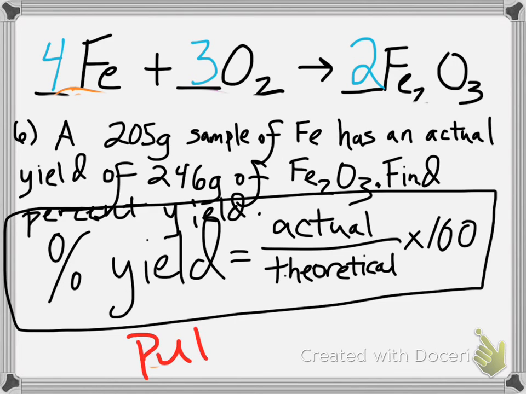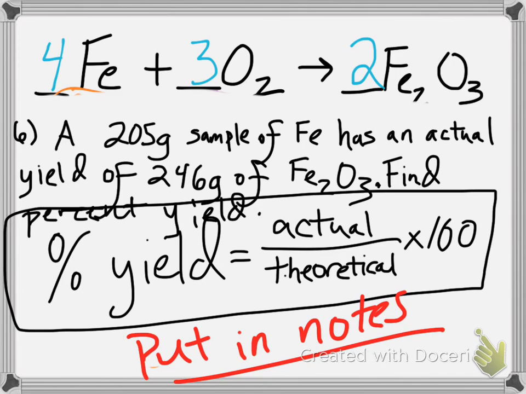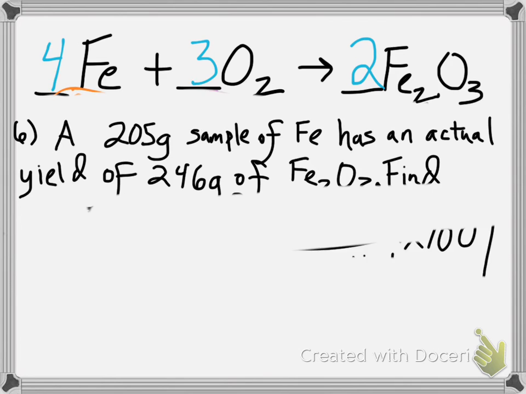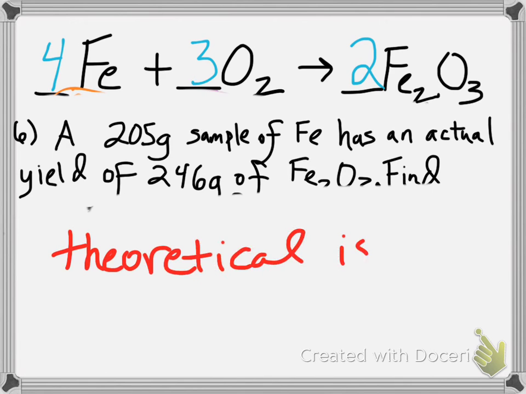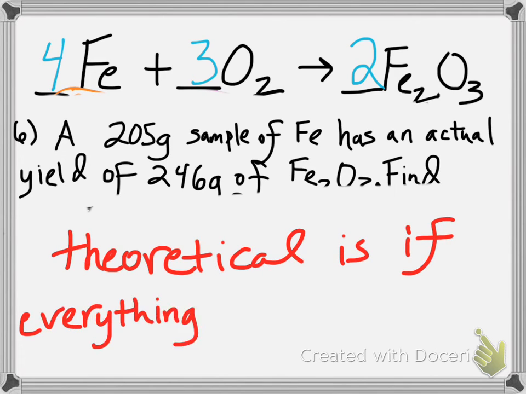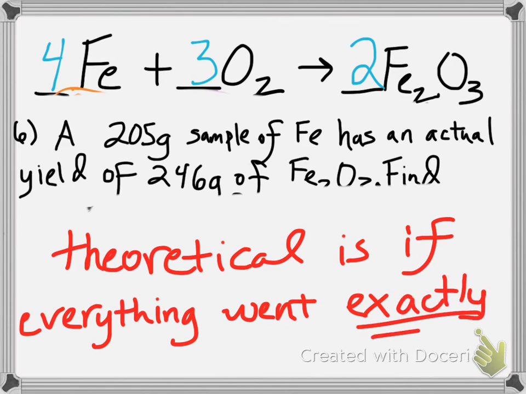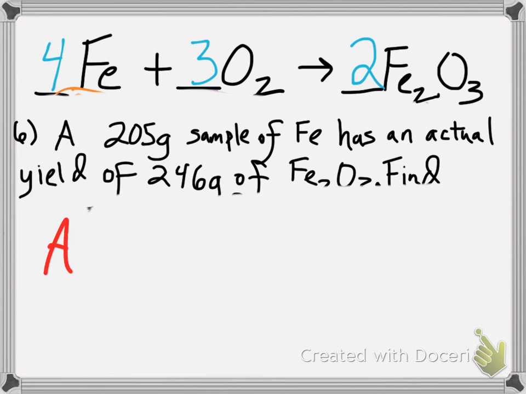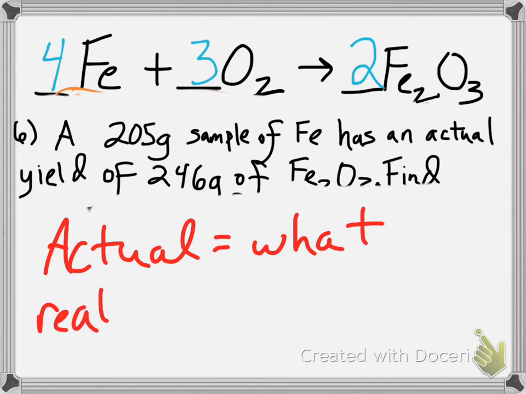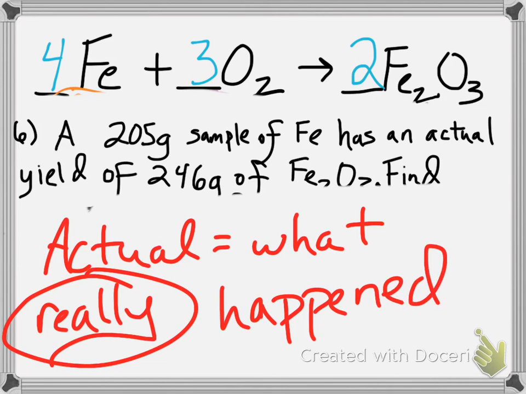Let's go over what that means, okay? I would put this in your notes though, of what this means. So you know what a percent yield is. Theoretical is if everything went great and nothing from the outside came in, then that's how much you should get. The actual is if you did it in an experiment, because sometimes it's too wet, it's too hot, there are so many other factors that can come in. So that's why actual is just what you really got or what really happened.